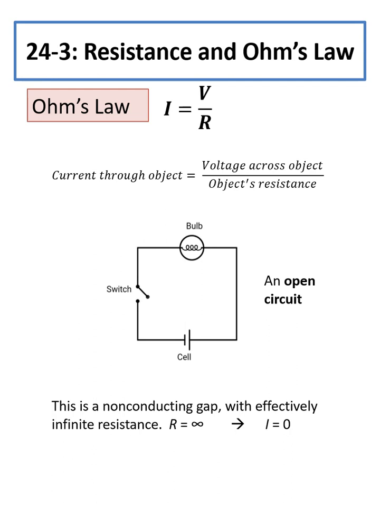And so, as I've written out in words, the current through an object is the voltage across the object divided by the object's resistance.